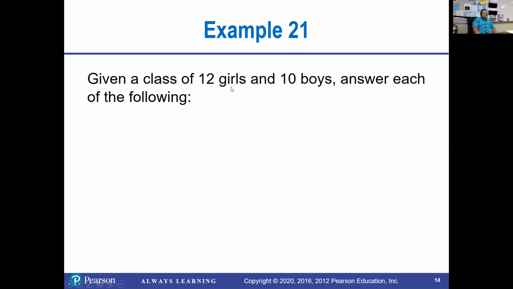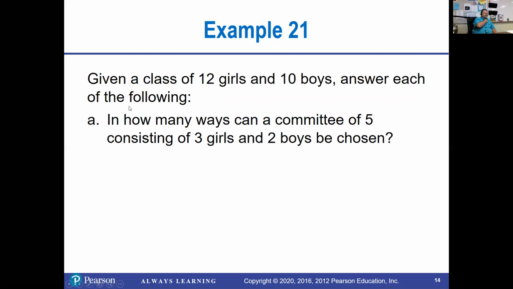Now, given a class of 12 girls and 10 boys, answer the following. In how many ways can a committee of 5 consisting of 3 girls and 2 boys be chosen? There's 2 different groups of people. In a committee, it doesn't matter the order of the committee. If you're on the committee, you're on the committee. If you were choosing a president, vice president, and secretary, then order matters. But because you're not specifying the positions, it doesn't matter. If you're on the committee, you're on the committee.